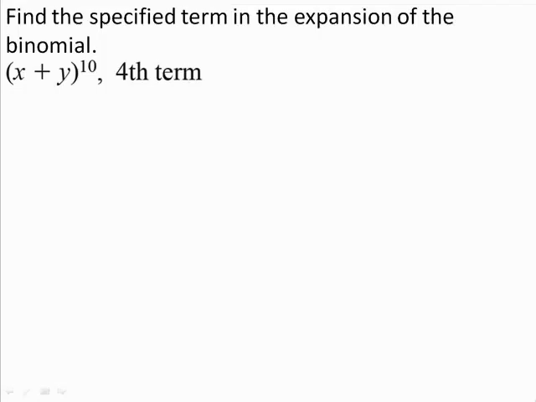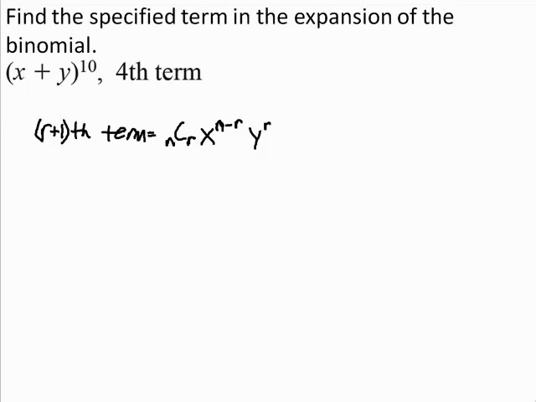Find the specified term in the expansion of the binomial (x + y) raised to the 10th power. Find the 4th term. The (r+1)th term in a binomial raised to the nth power is nCr times x raised to the n minus r power times y raised to the r power.